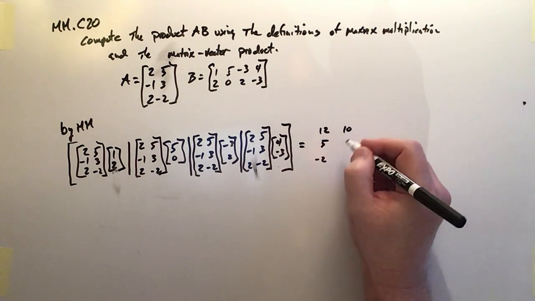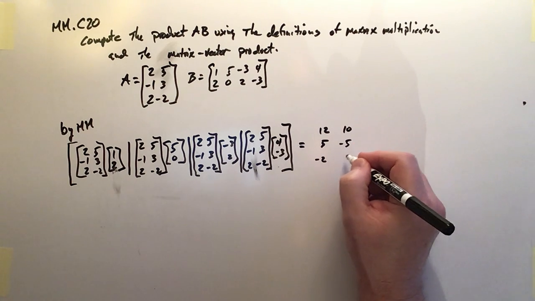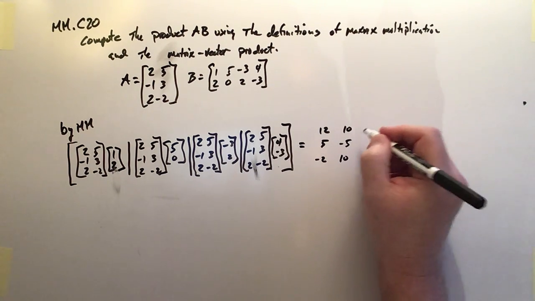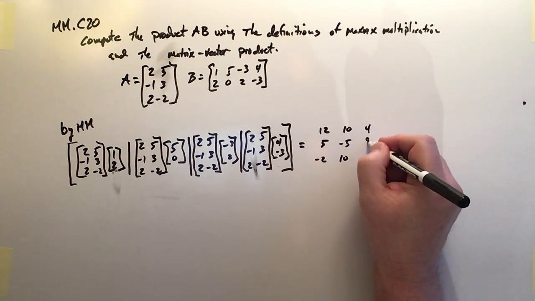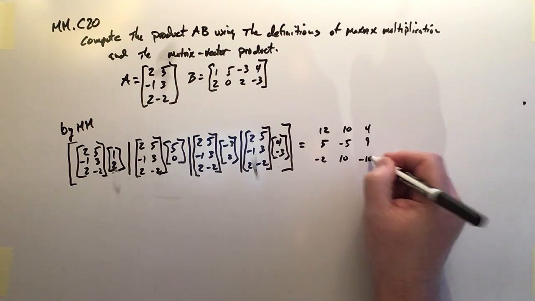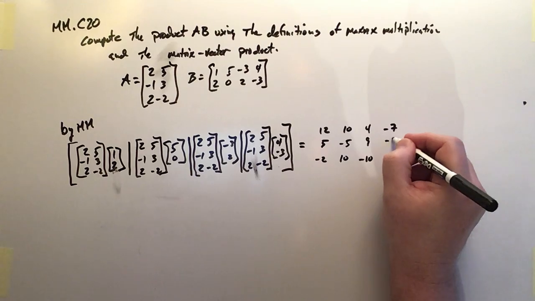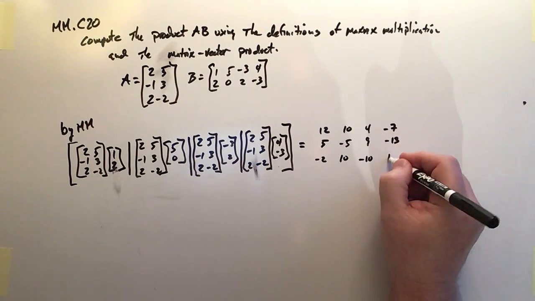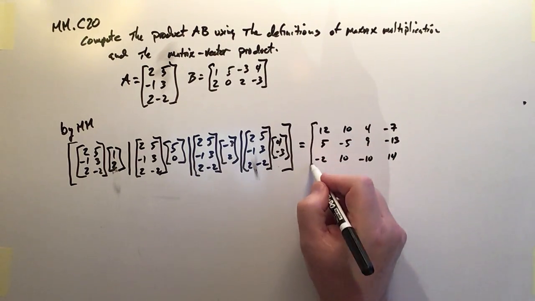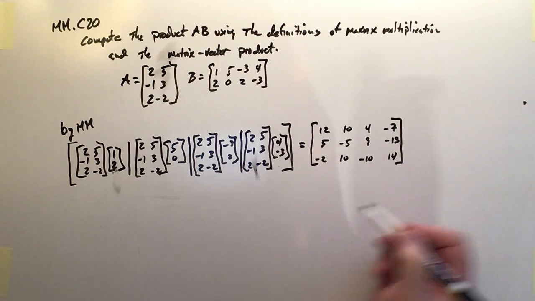So you get 10, -5, and 10 for the second column. The third column is 4, 9, and -10. And the fourth column is -7, -13, and 14. So that's using matrix multiplication.